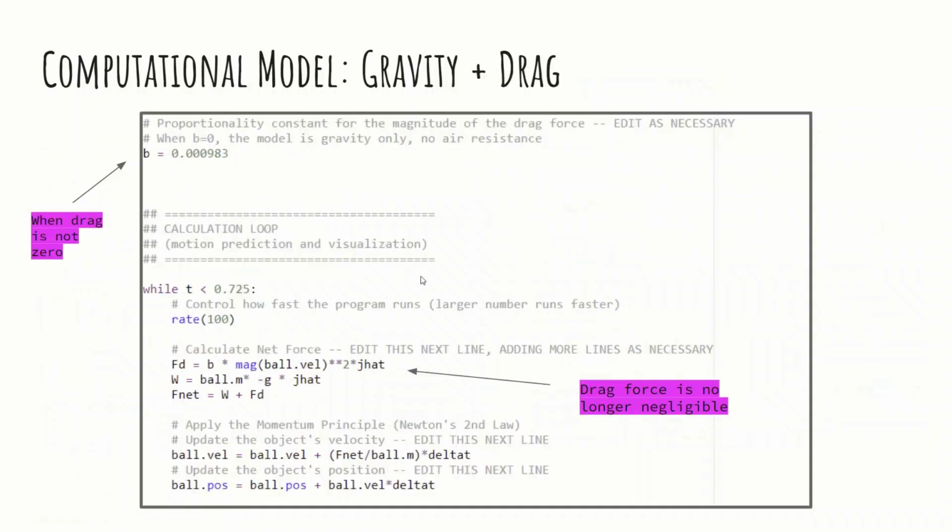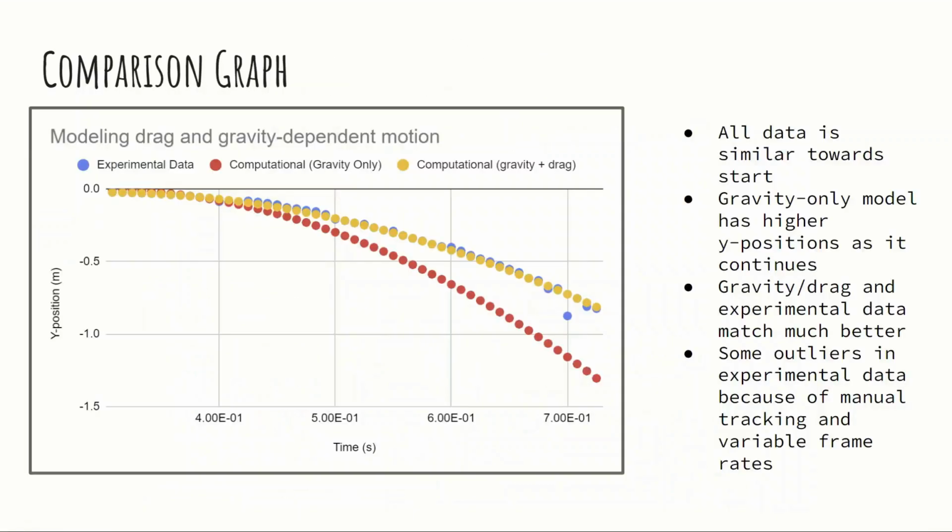The second computational model was with gravity and drag. The initial conditions, along with the position and velocity update formulas, remain the same in this model, seen here. However, a proportionality constant, seen here, was included because the drag force was not 0. This was calculated using final velocities and trial and error to find a b that fit the dataset. Additionally, the force of drag is no longer the 0 vector, and the formula discussed earlier was just plugged into this code. Data was collected from both computational models.